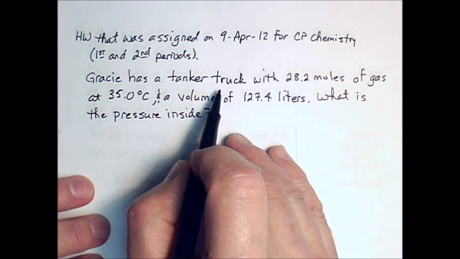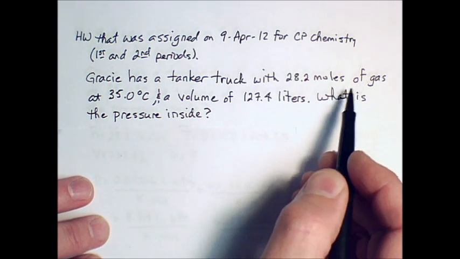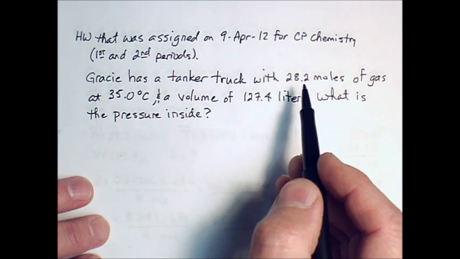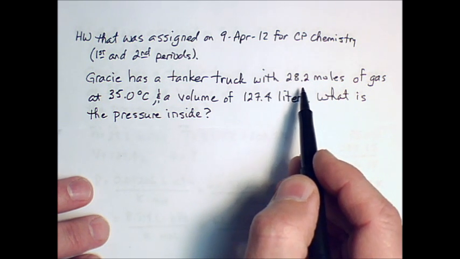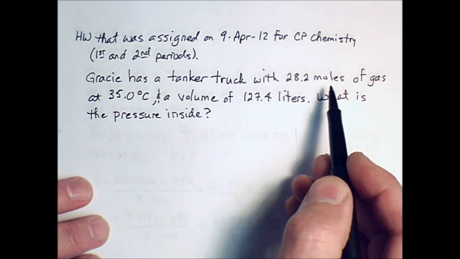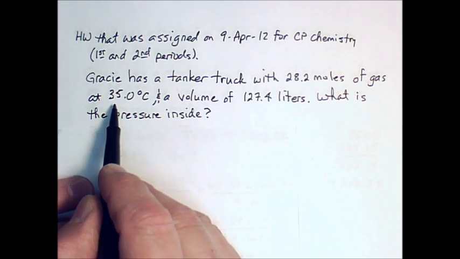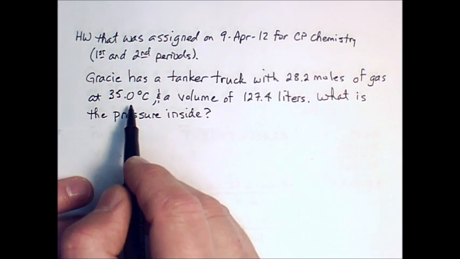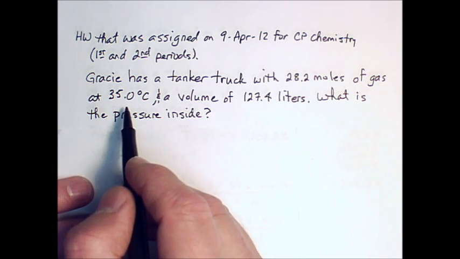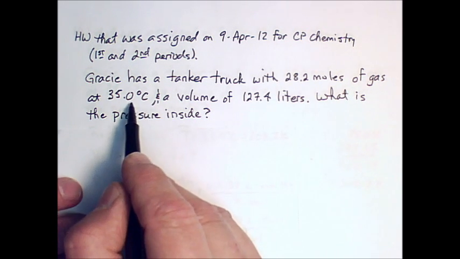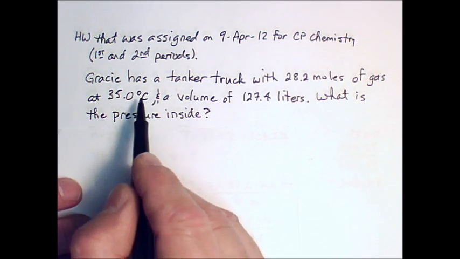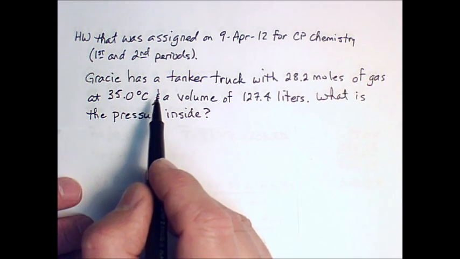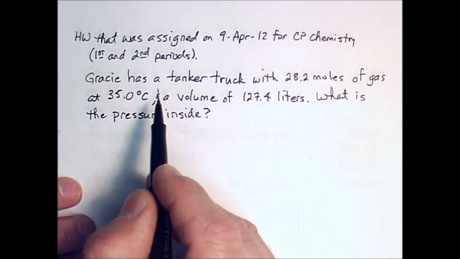So we have a tanker truck with 28.2 moles of gas. Well, that is a known. So we've got N, which is the symbol for moles. N equals 28.2 moles of gas. And then we've got a temperature of 35.0 degrees C. And we repeatedly stated that you can't calculate with gas laws using degrees C. You have to convert that to Kelvin. So you'll have T equals this temperature, which also equals a Kelvin temperature.